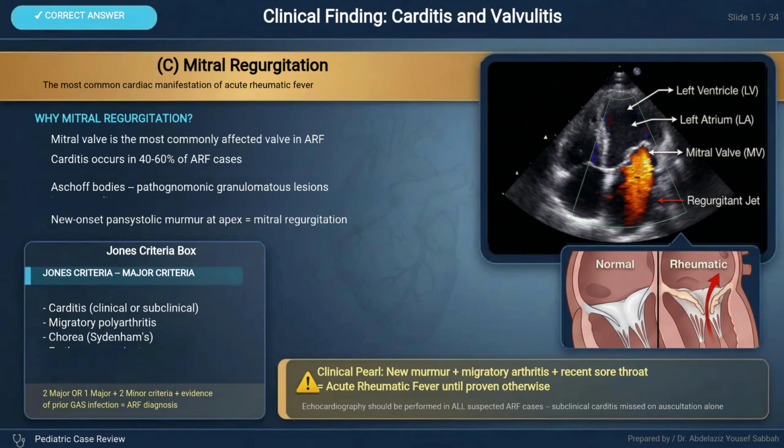The Jones criteria major criteria include carditis, either clinical or subclinical, migratory polyarthritis, chorea, erythema marginatum, and subcutaneous nodules. Diagnosis requires 2 major criteria, or 1 major plus 2 minor criteria, plus evidence of prior group A streptococcal infection. Echocardiography should be performed in all suspected cases, as subclinical carditis may be missed on auscultation alone.